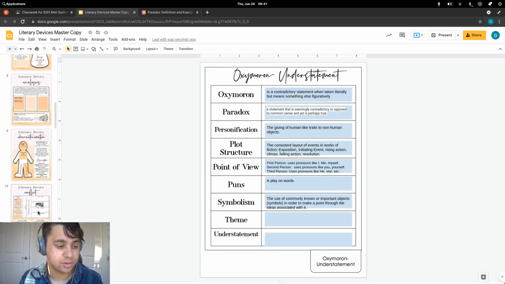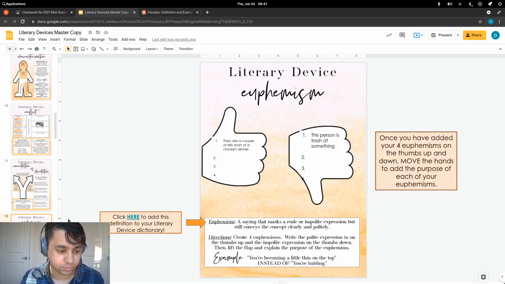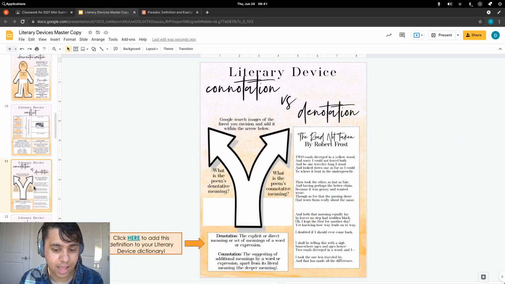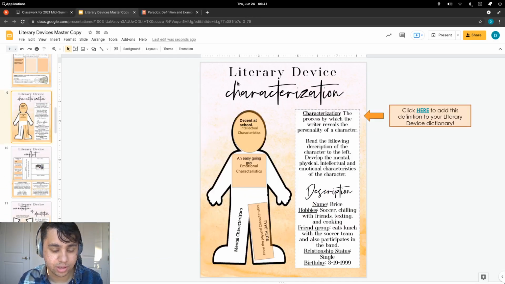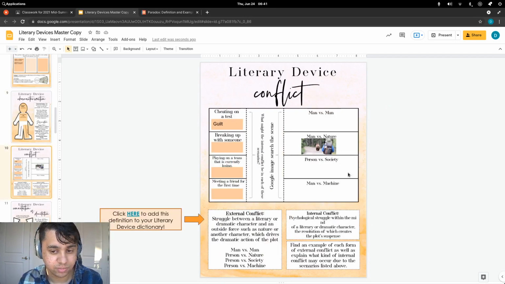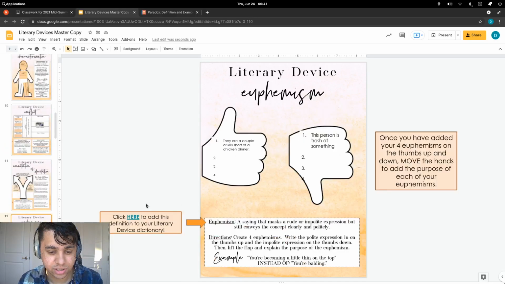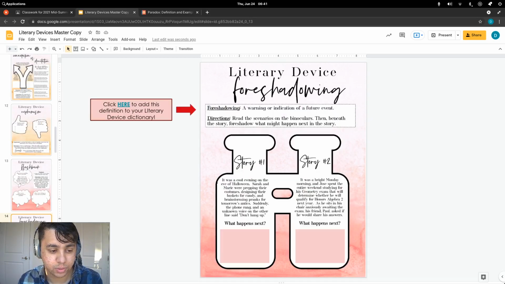So let's go ahead and scroll down now that we have gotten all of that done. And let's look at some examples of things that we have and have not covered. So if I remember correctly, we got done with characterization, we finished conflict, and connotation and denotation I think we talked about. Euphemism we got to. Flashback, I think, was where we ended.